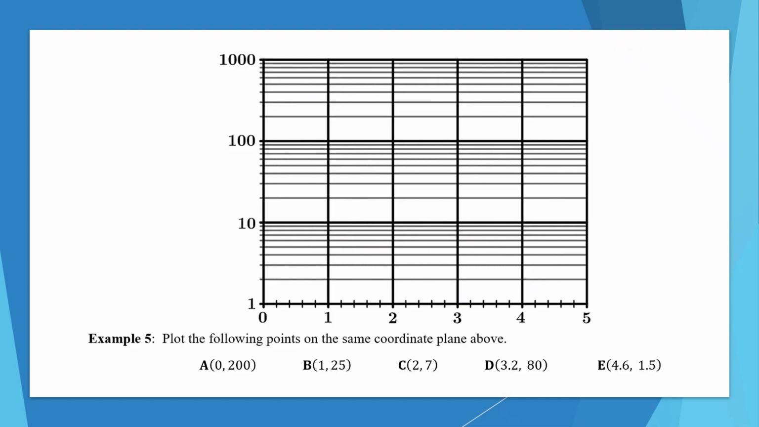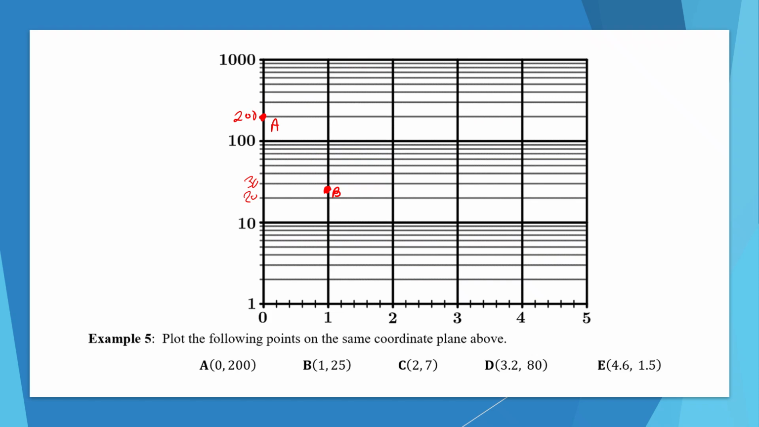All right, example 5. Plot the following points on the same coordinate plane above. So here we have 0, comma 200. So this is 100. This is 0. So 0, it's going to be in this column, and then 100, and this is 200. So this should be point A right there. B is 125, so 10, 20, and then this is 30. So it's probably going to be somewhere in the middle. So I'm going to put point B right there.